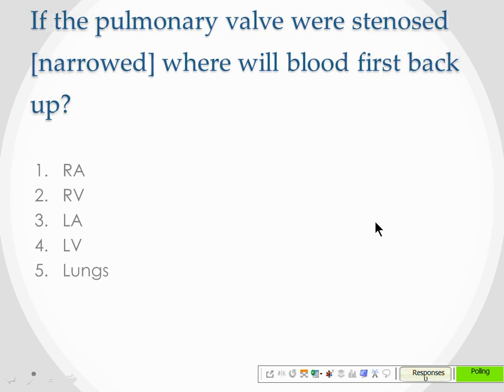Okay, now look, knowing the cardiac cycle, suppose the pulmonary valve was narrowed. Where do you think blood would first back up? So the pulmonary valve is narrowed, so it's very difficult now for blood to go out. Where is blood going to back up first? Which is the first chamber which is going to be involved?